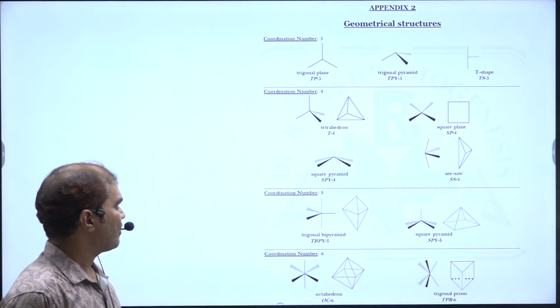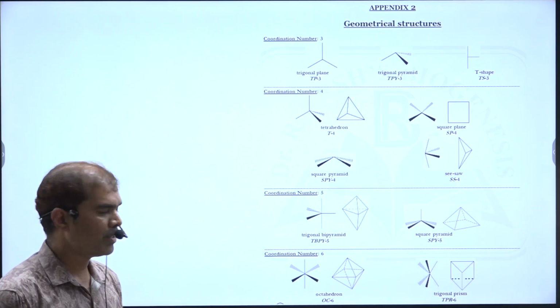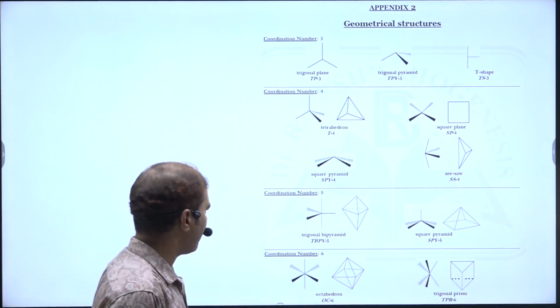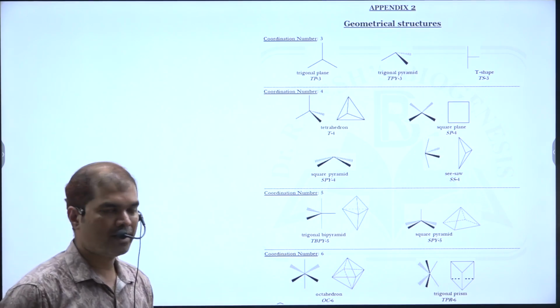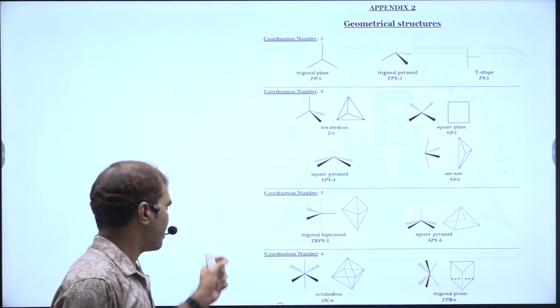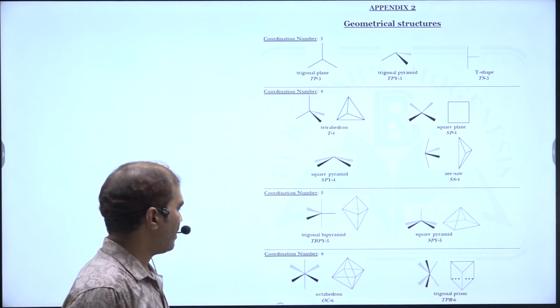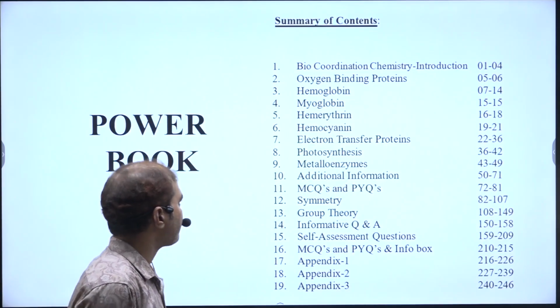And in the appendix, I have given the IUPAC geometries. How should we name it? Suppose if I take trigonal bipyramidal, generally we will be discussing in the regular classes like TBP, but TBP is not a standard abbreviation. We have to call it as TBPY-5. So for each and every geometry, what is the IUPAC abbreviation also has been given in the appendix.